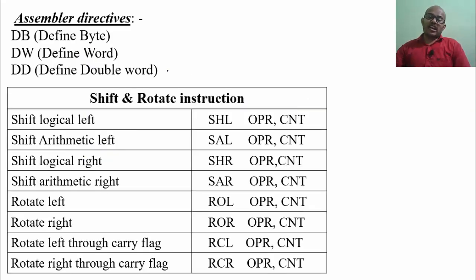Next, let us talk about assembler directives. Define byte, define word, define double word. So this is similar to a character, this is similar to an integer, this is similar to a float.